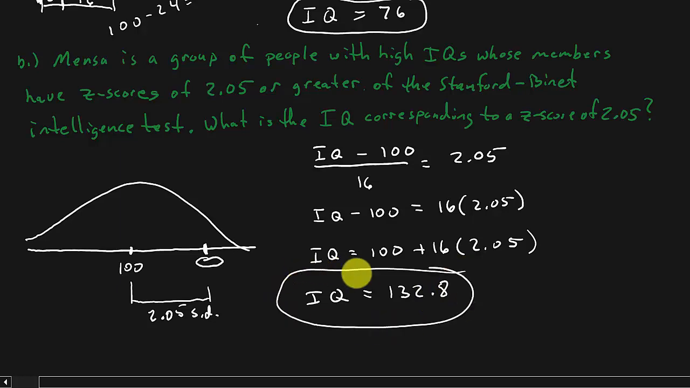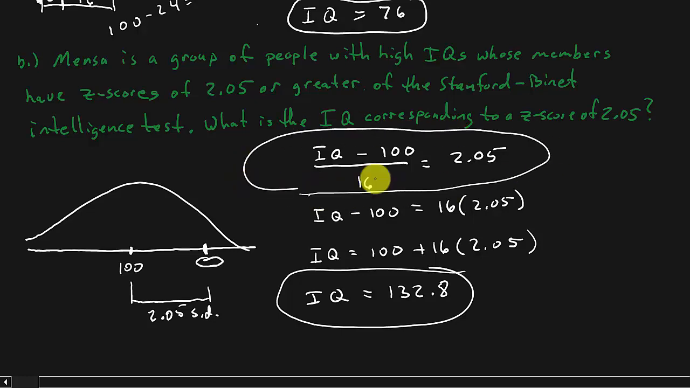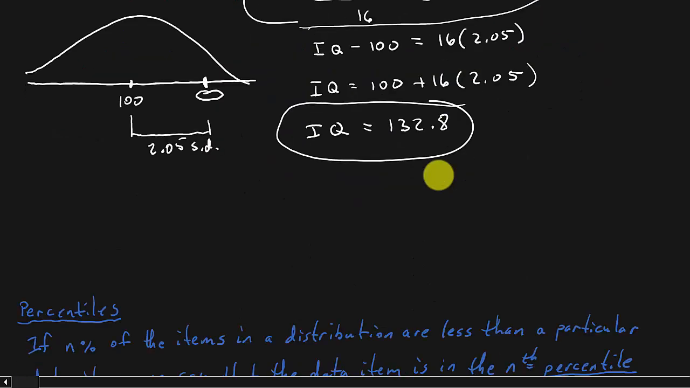All right. So you can see on this one, you would have to go 2.05 standard deviations. So you would go 16, 16, and then just 0.05 of that 16. So you can see how it's probably just easier to put everything into the formula and solve. And that's really all you're doing.